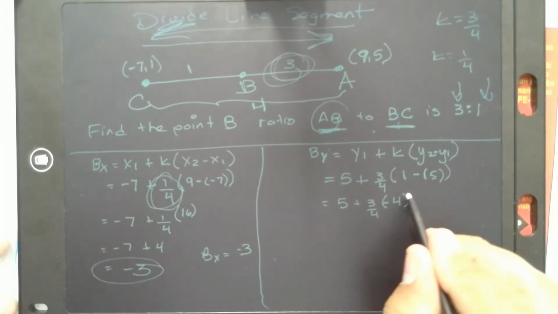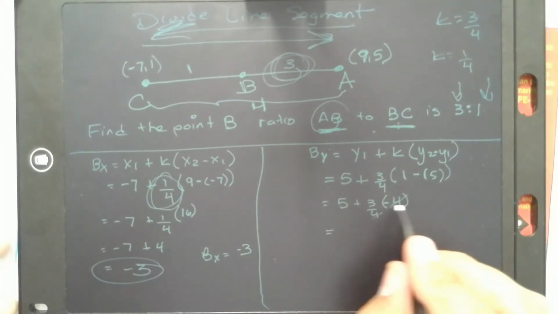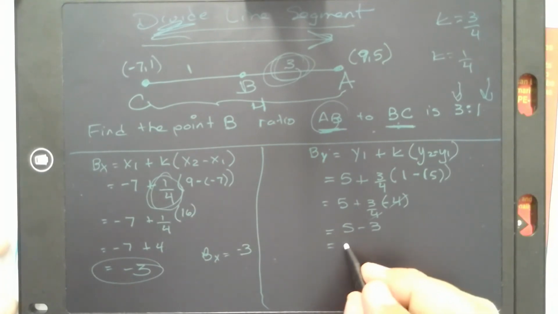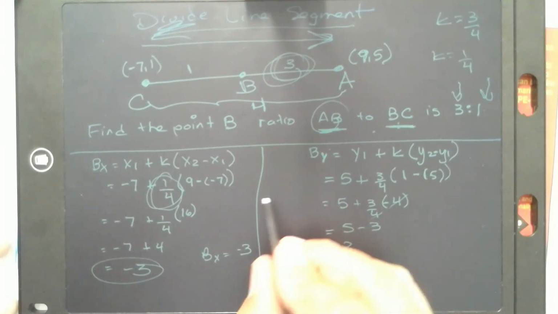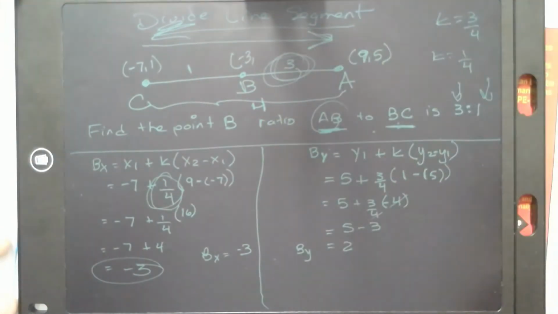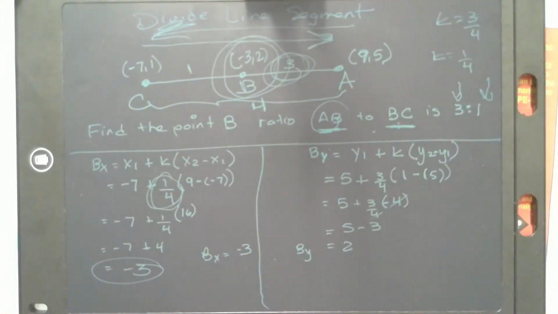-4. And this cancels out, right? So this will be 5 minus 3, which gives me what? 2. So By is equal to 2. So my coordinate for point B should be (-3, 2). That will be my final answer. (-3, 2).